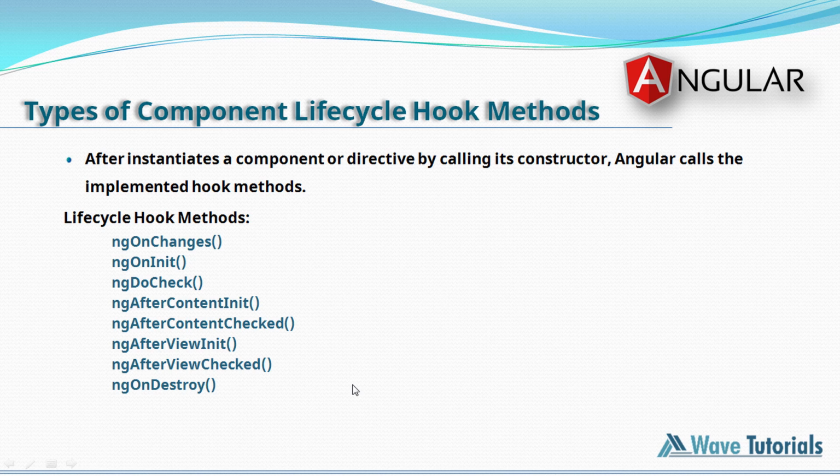In Angular, we have 8 types of lifecycle hook methods, and all these methods are called after instantiating a component or directive by calling its constructor, and then Angular calls the implemented hook methods. So let's discuss them one by one.